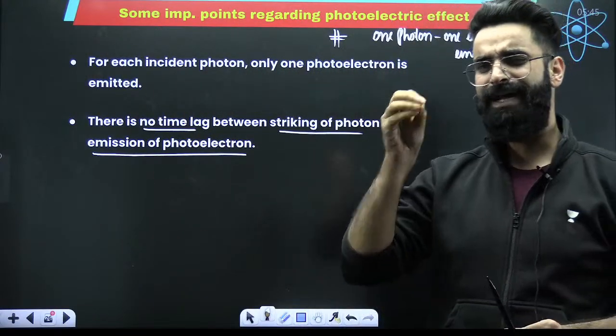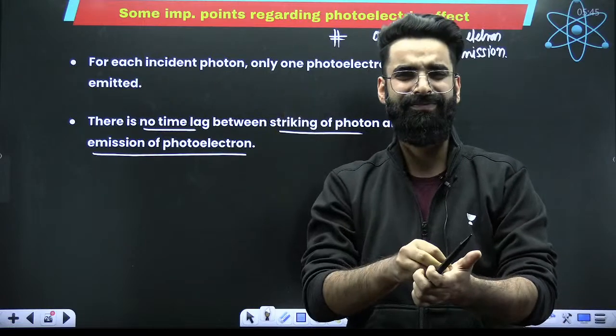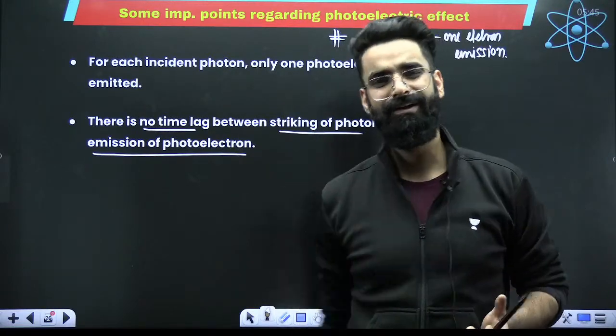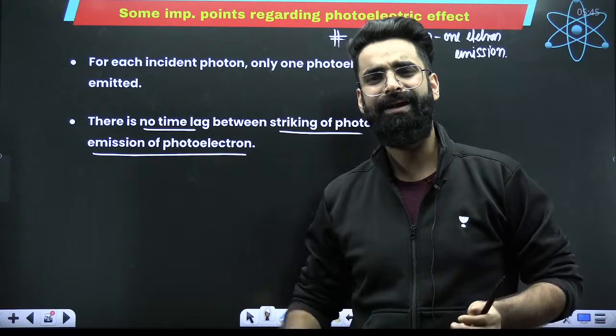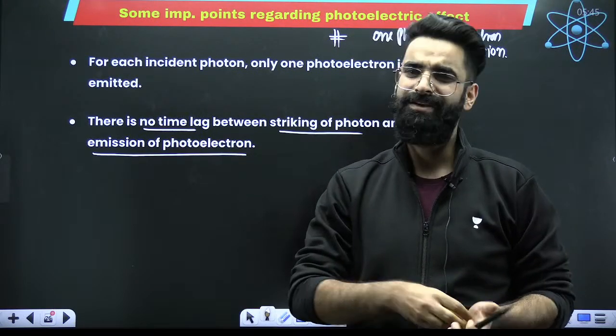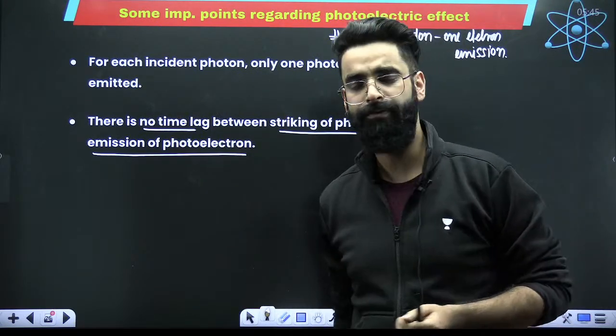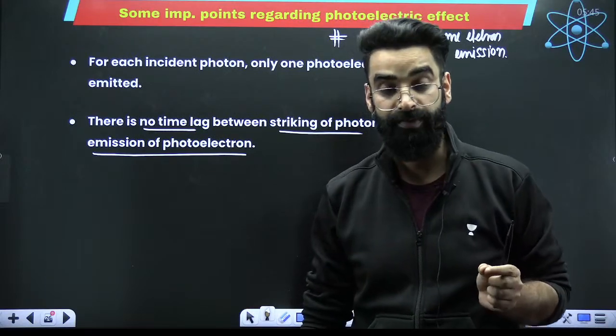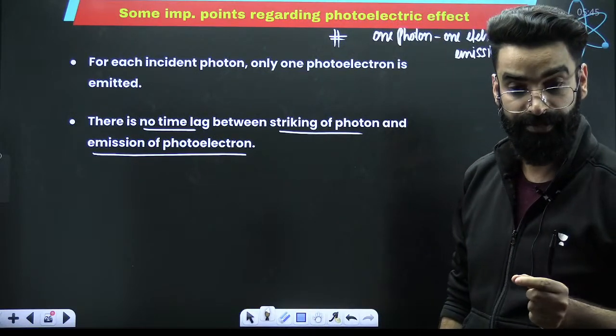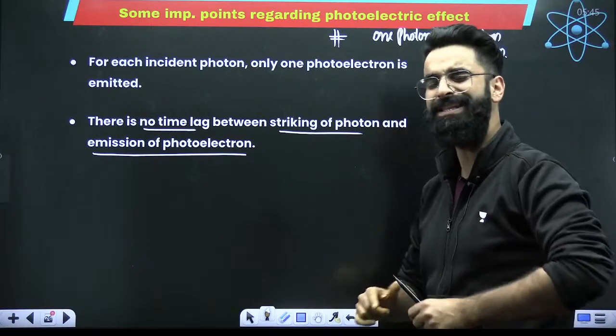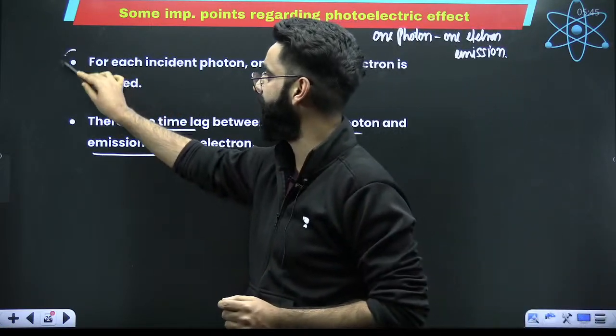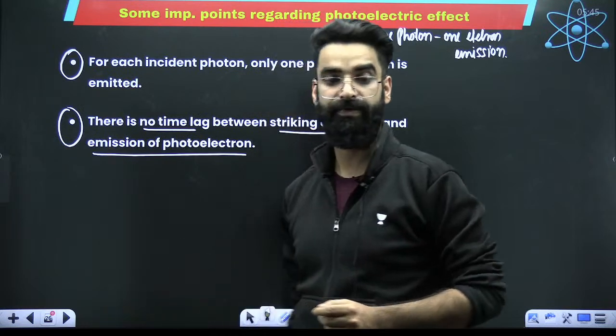It's not like the photon will strike the metal surface, then it will take some 5 seconds, then the electron will come out, right? It's not like the photon will strike the surface, then it will take 5-10 minutes, and then slowly it will go out. No, it's not that. There's no time lag in between. This is one more important point. Why are these points important? You will get their significance in some time.